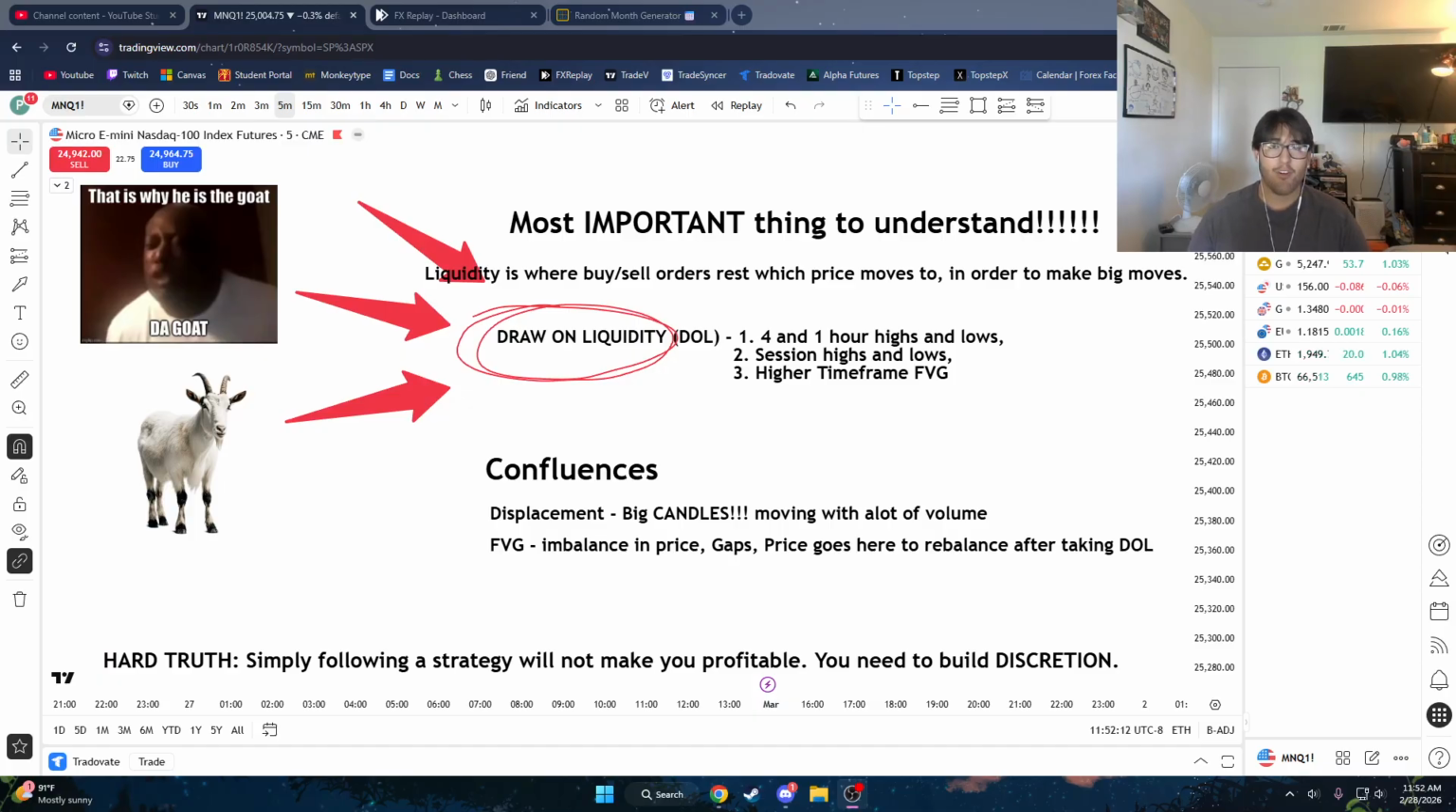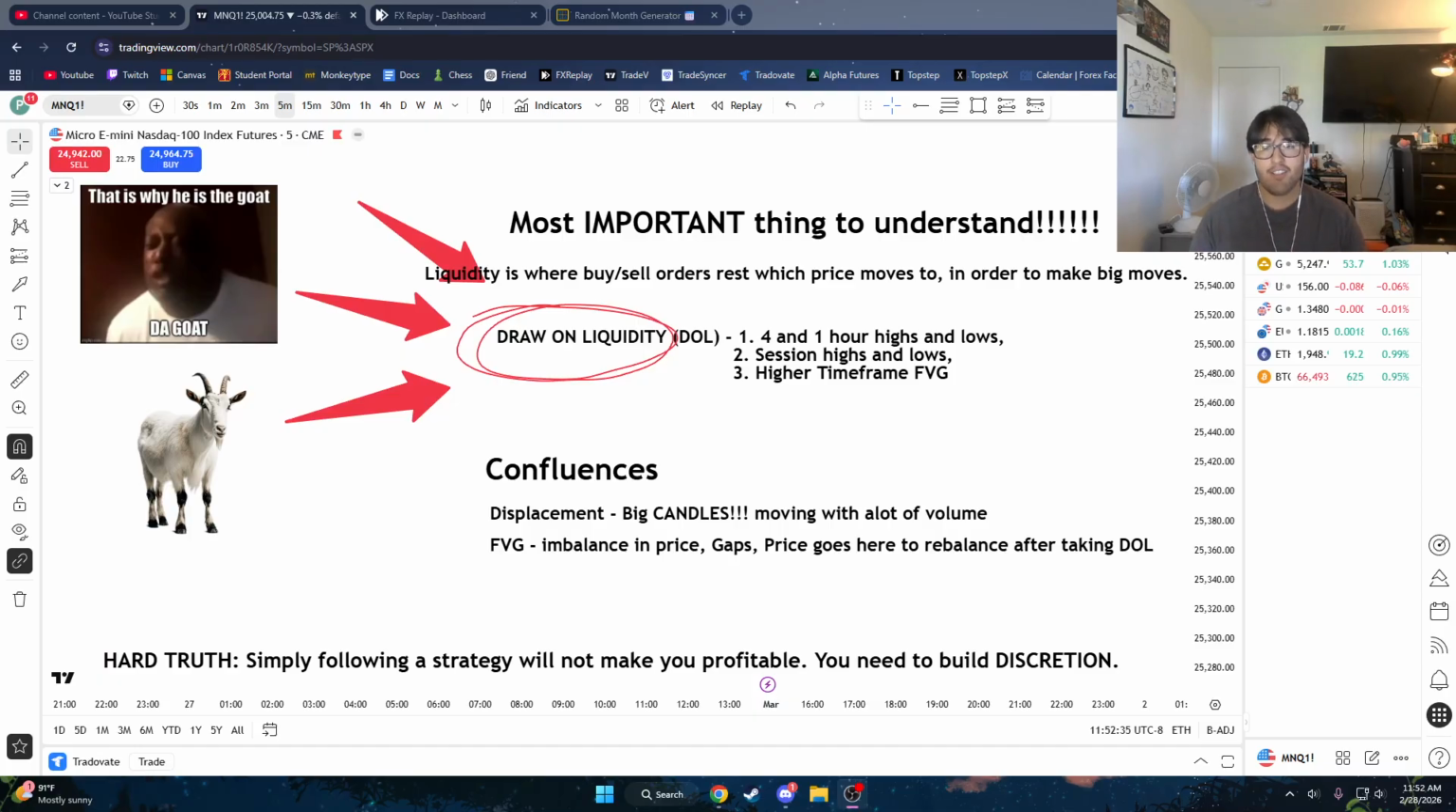So the most important thing to understand, the GOAT, the greatest of all time: liquidity, or drawn liquidity. To begin with, what is liquidity? Liquidity is where buy and sell orders rest, where price wants to move to. Why does price want to move towards liquidity? In order to fulfill orders.